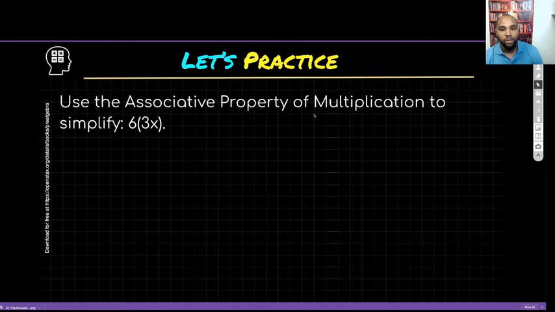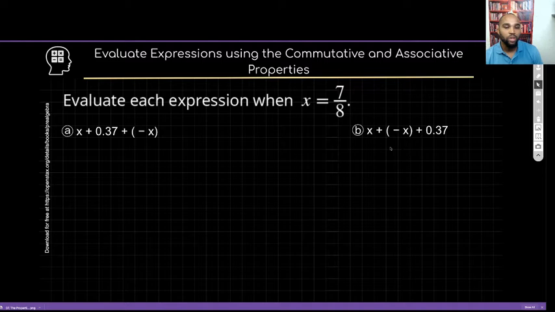Use the associative property of multiplication to simplify this. So how could I simplify this using that? Well, instead of writing 6 times 3x, I could actually do 6 times 3 and then times x. So I'll put the 6 and 3 together because those are numbers that can be multiplied together easily, giving us 18x. Now you could do the same thing and get an answer here, but you get the idea, especially when you have a problem that's a little bit more complicated.